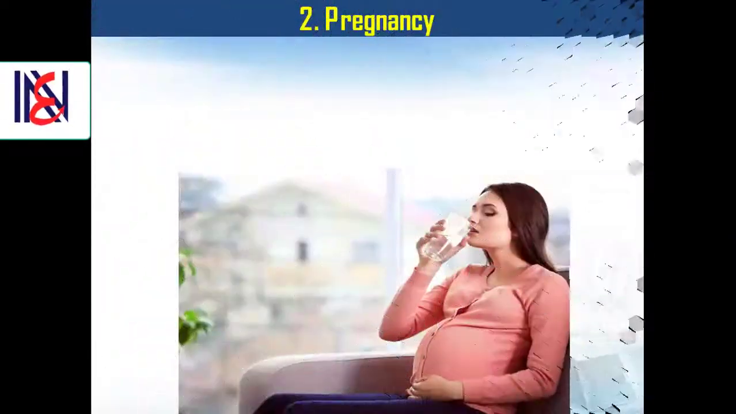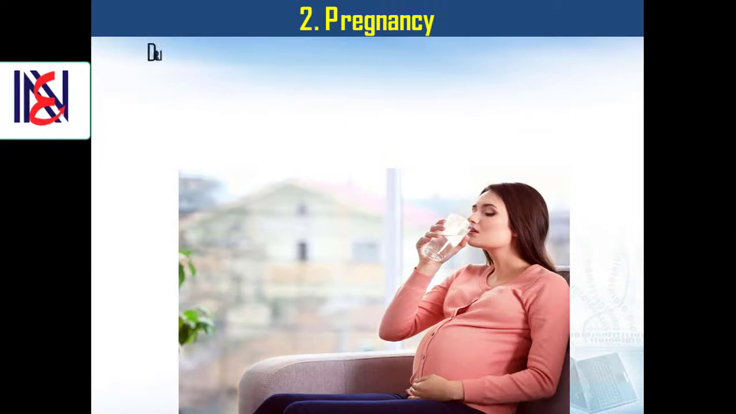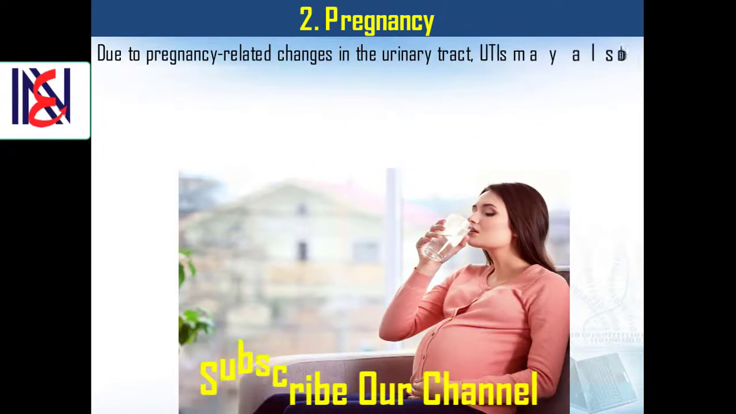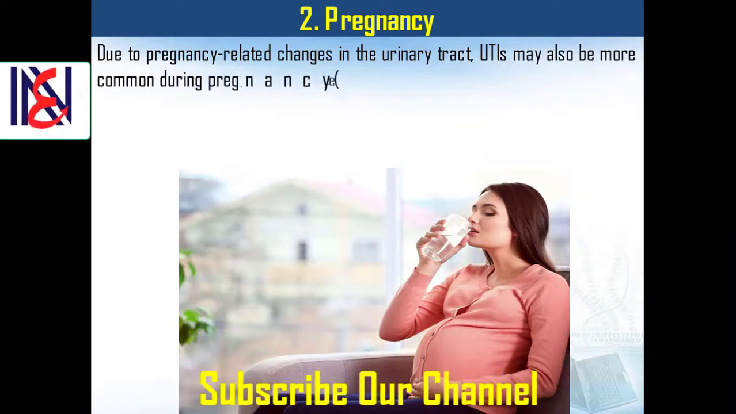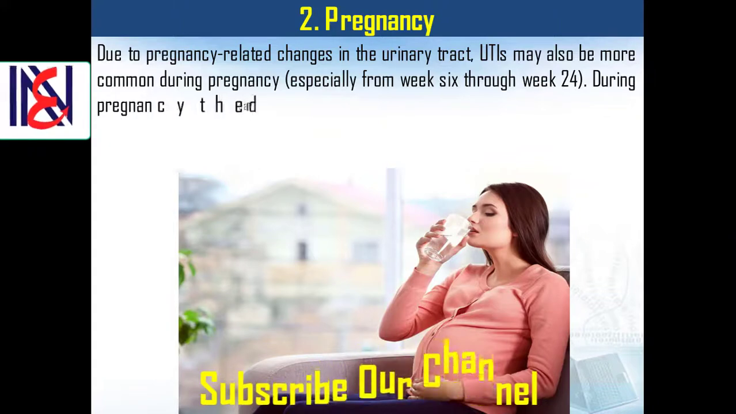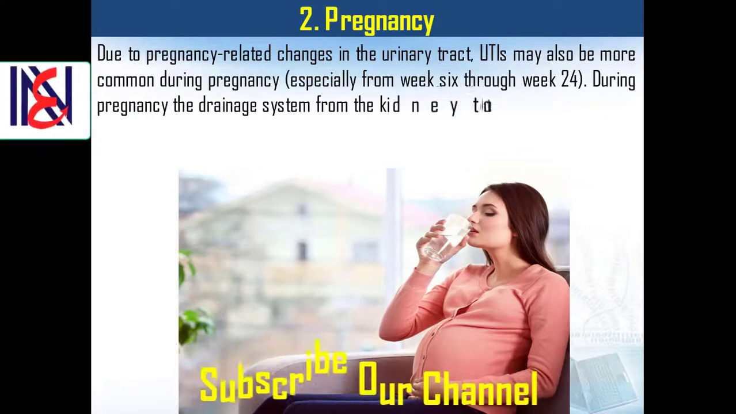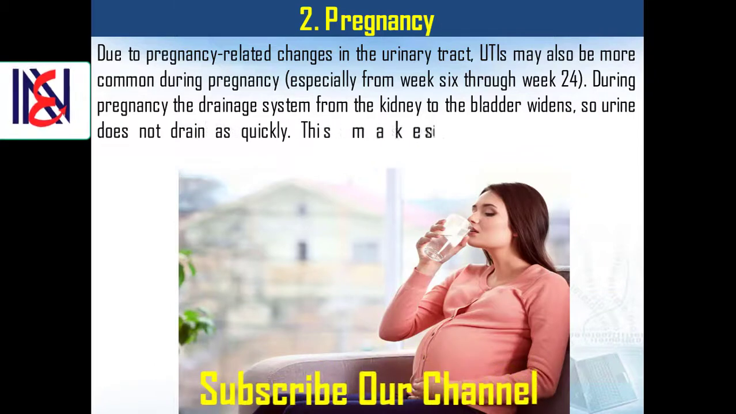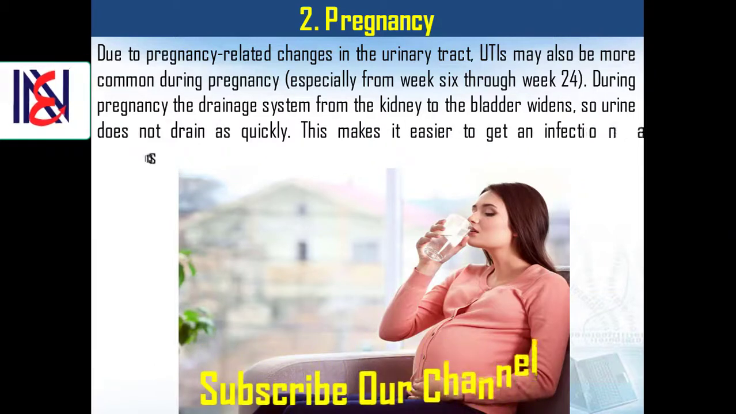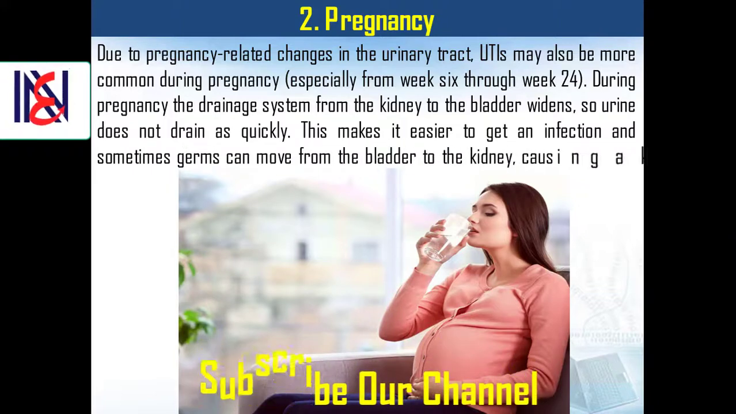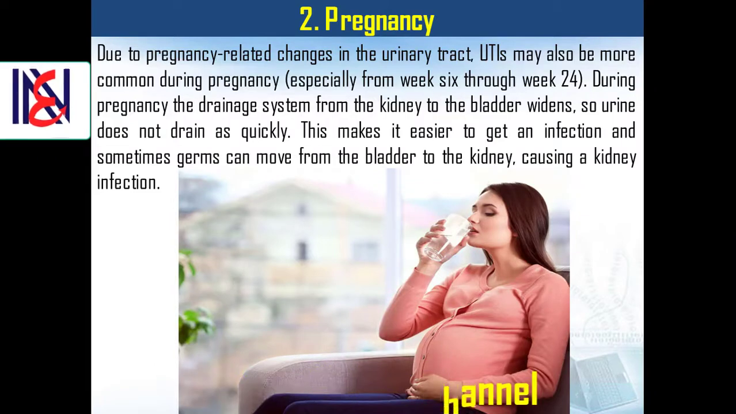2. Pregnancy. Due to pregnancy-related changes in the urinary tract, infections may also be more common during pregnancy, especially from week 6 through week 24. During pregnancy, the drainage system from the kidney to the bladder widens, so urine does not drain as quickly. This makes it easier to get an infection, and sometimes germs can move from the bladder to the kidney, causing a kidney infection.